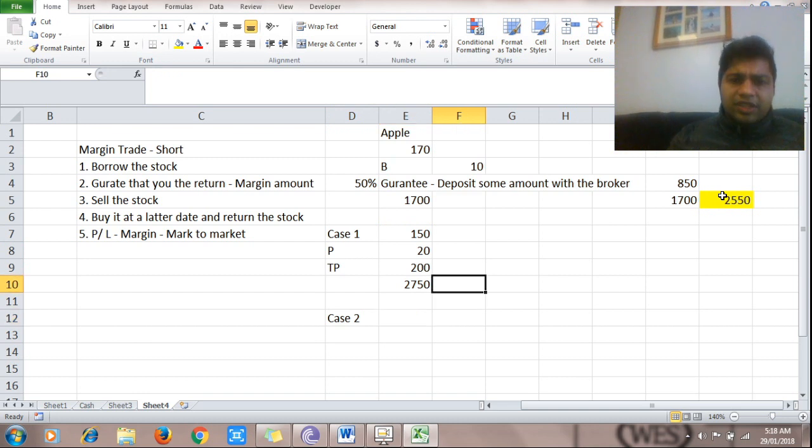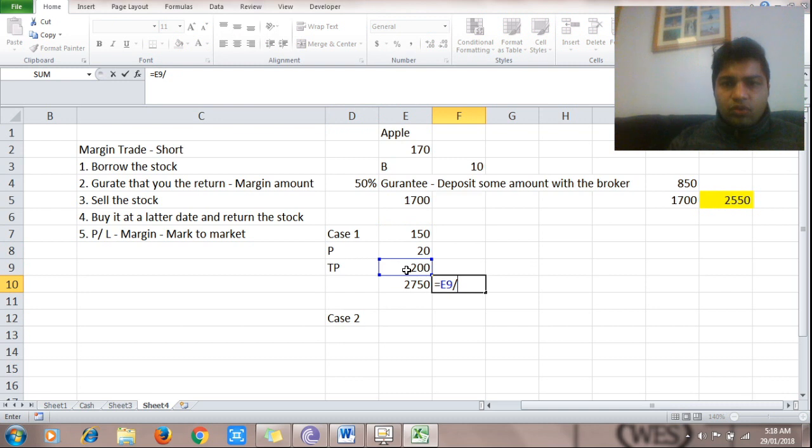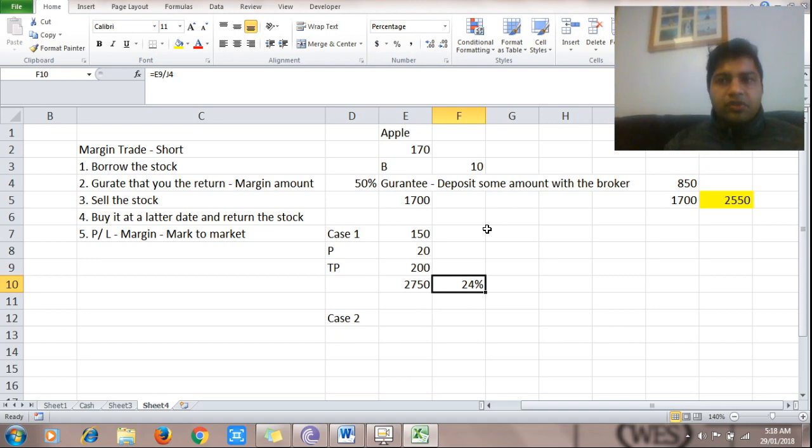What is the percentage profit you are getting? You got $200, but to get $200, you deposited $850. 1,700 is not your deposit; $850 is your deposit. So you made 24% on it. But you cannot sell in cash, so there is nothing to discuss about cash selling. You cannot benefit in a cash sale when the stock price goes down.